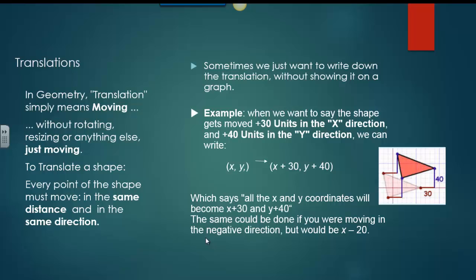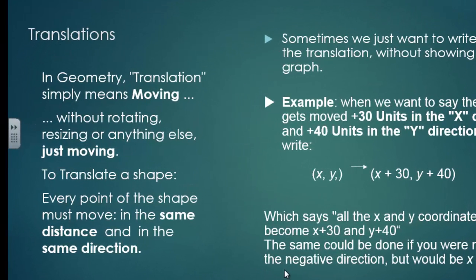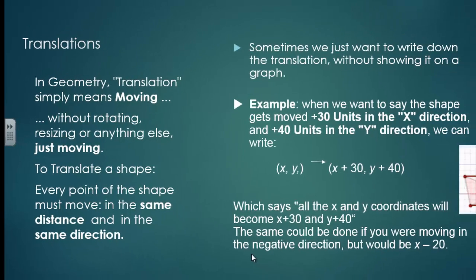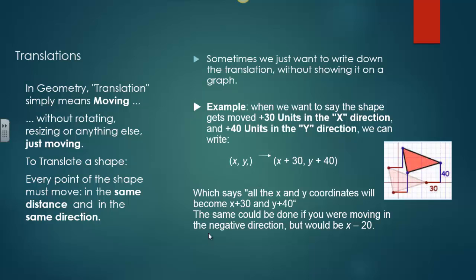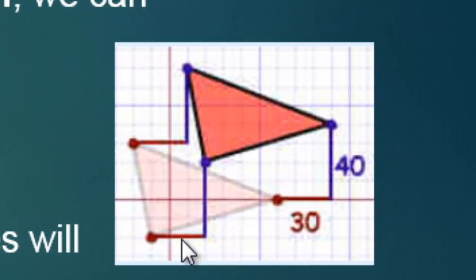So translation. In geometry, a translation simply means that it's moving. So you're not rotating it, you're not resizing it, you're not doing anything to it except moving it to another part on the grid. To translate a shape, every point on the shape must move in the same direction and for the same amount of distance. So for this one, you have this one sliding over this far and up this far. That means all 3 points need to slide that far and up, that far and up. And in this case, it's 30 units over and 40 units up.